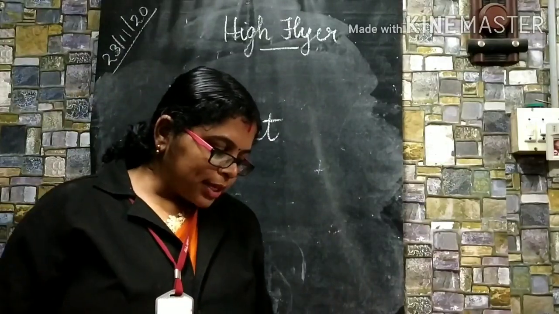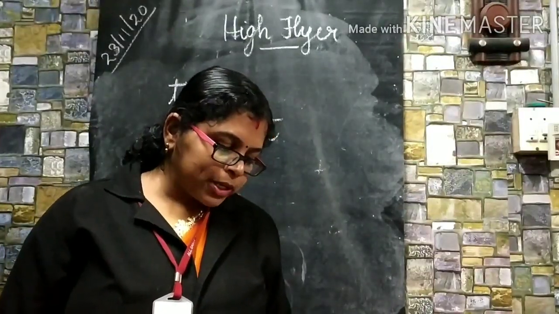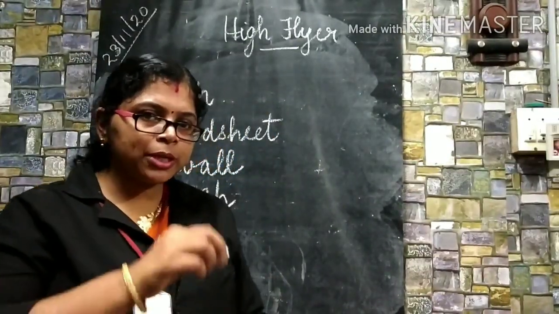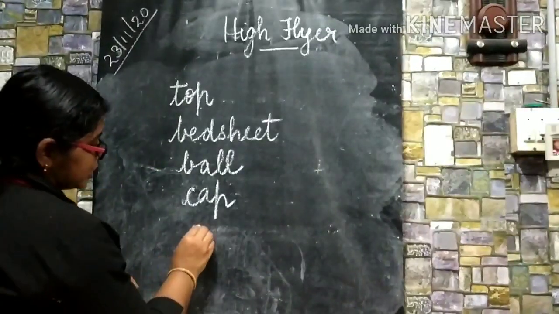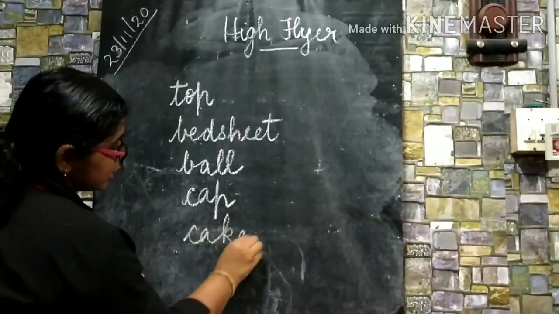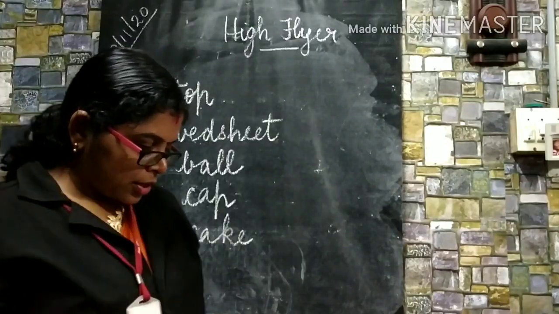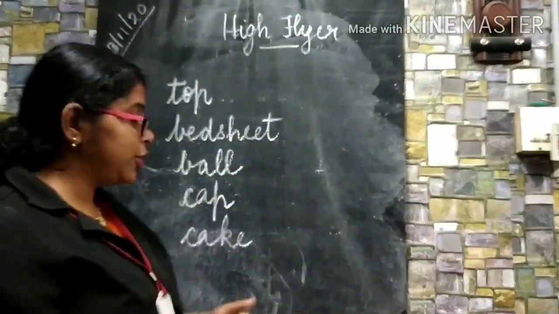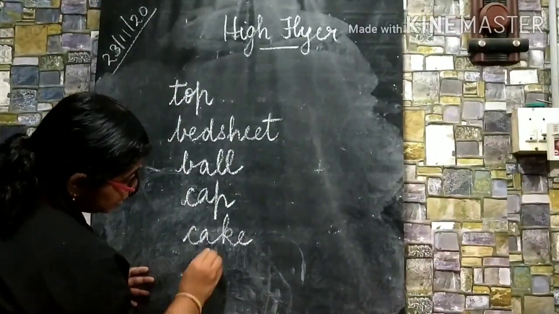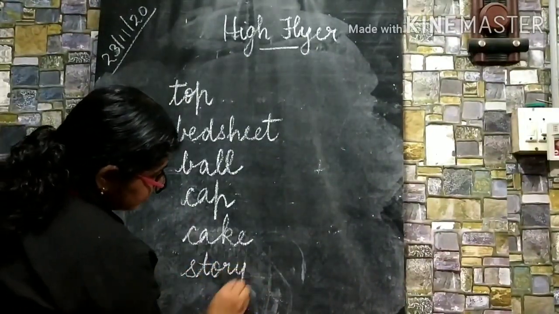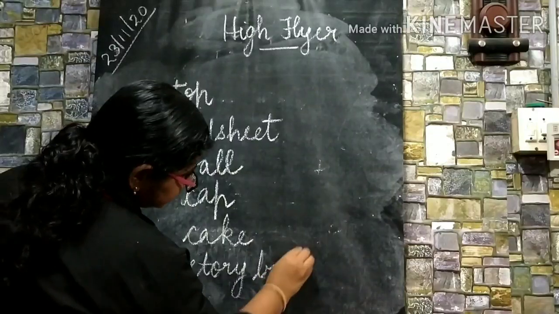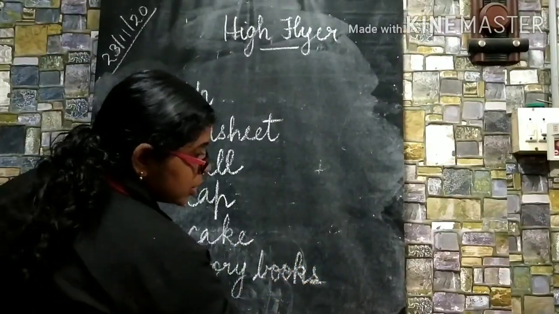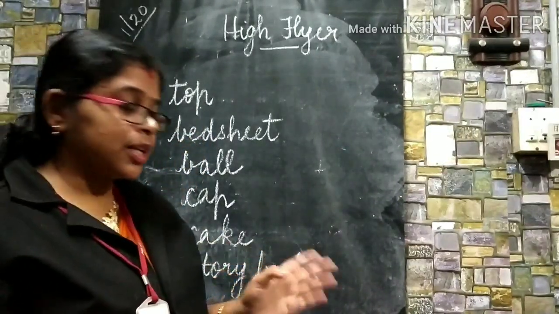Next one. Something on which you put your birthday candles. Where do you put your birthday candles? Yes, cake. C-A-K-E. Something that has stories in it. Where do you read stories, children? Story books. Okay. This much is there.